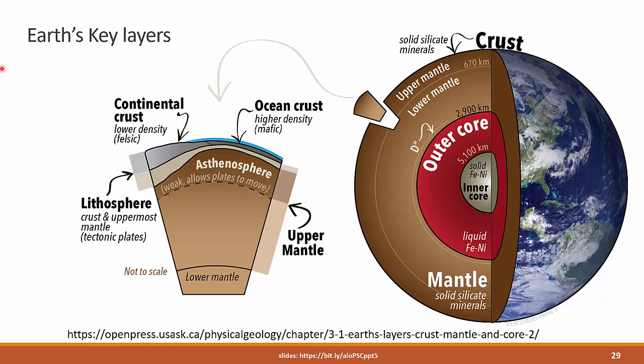Let's talk about the layers of the Earth. The Earth is like an egg. It has a very thin shell that we call the crust. Where we have ocean, that crust is very thin and dense. Where we have land, it is less dense and thicker.